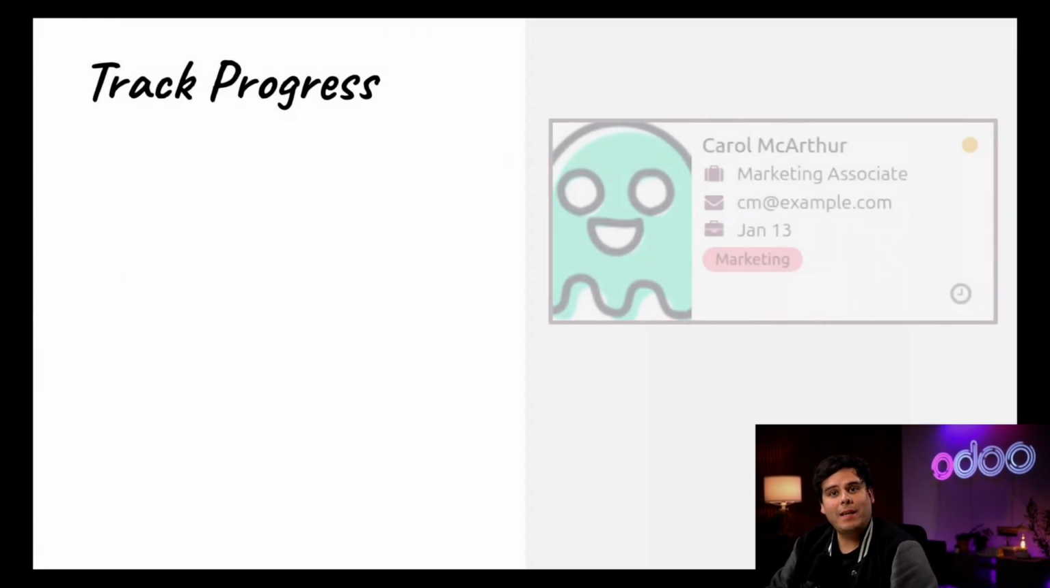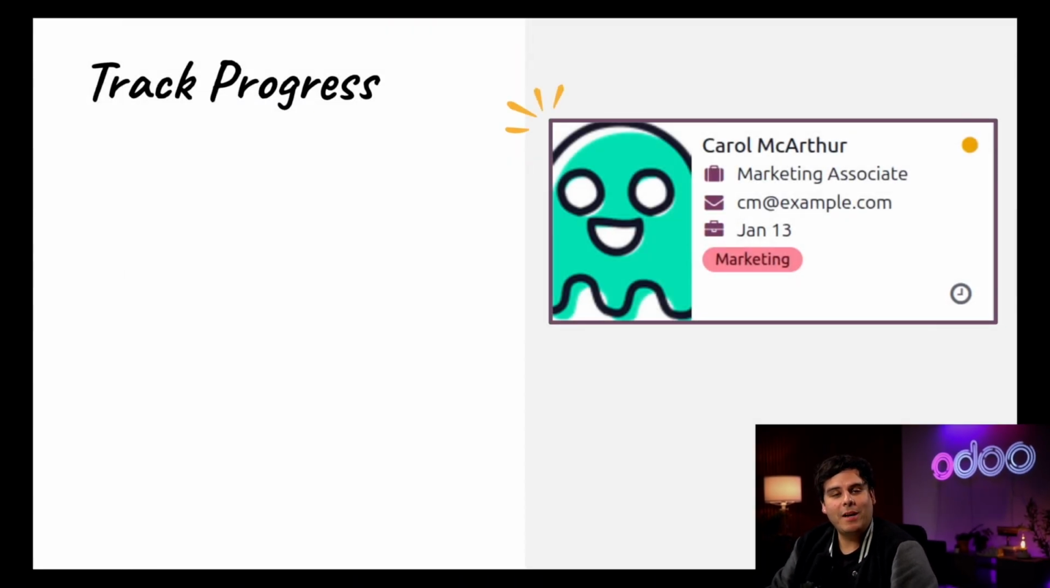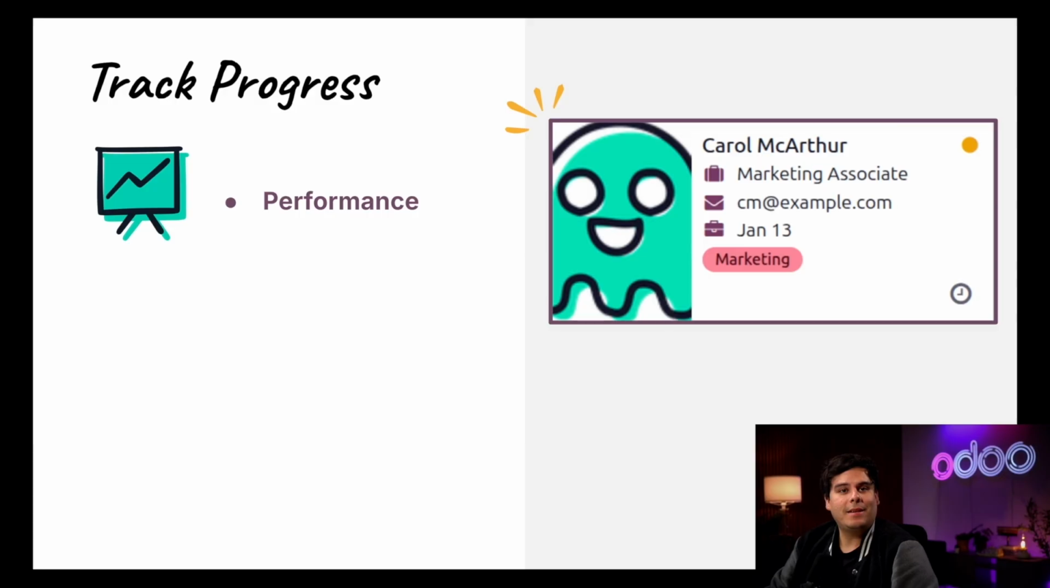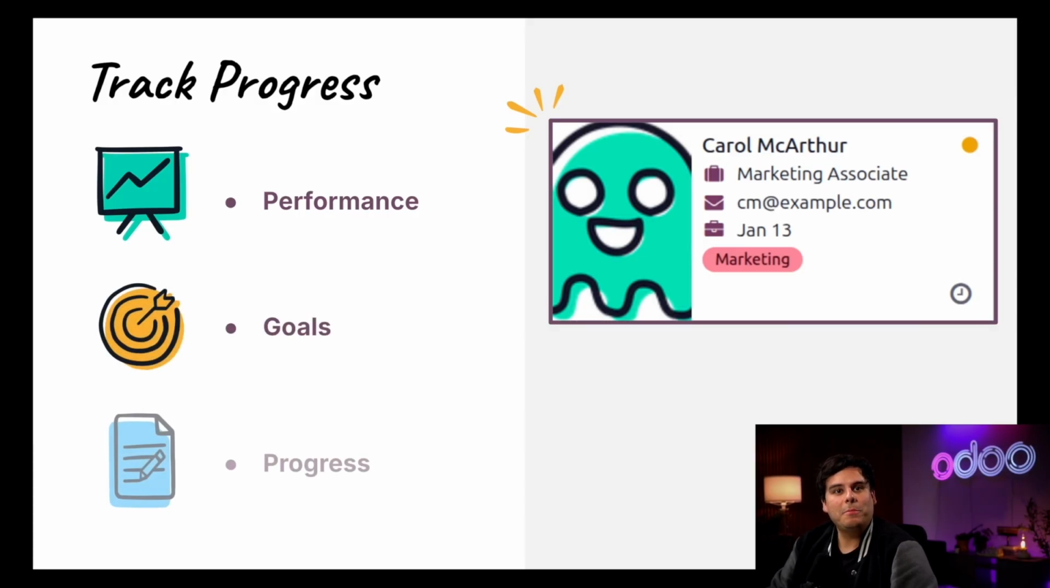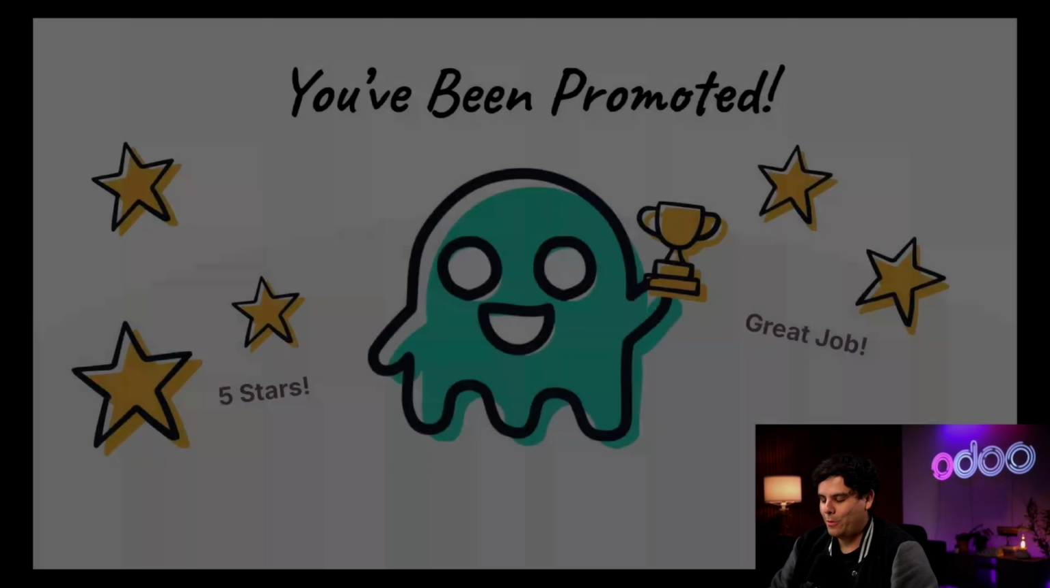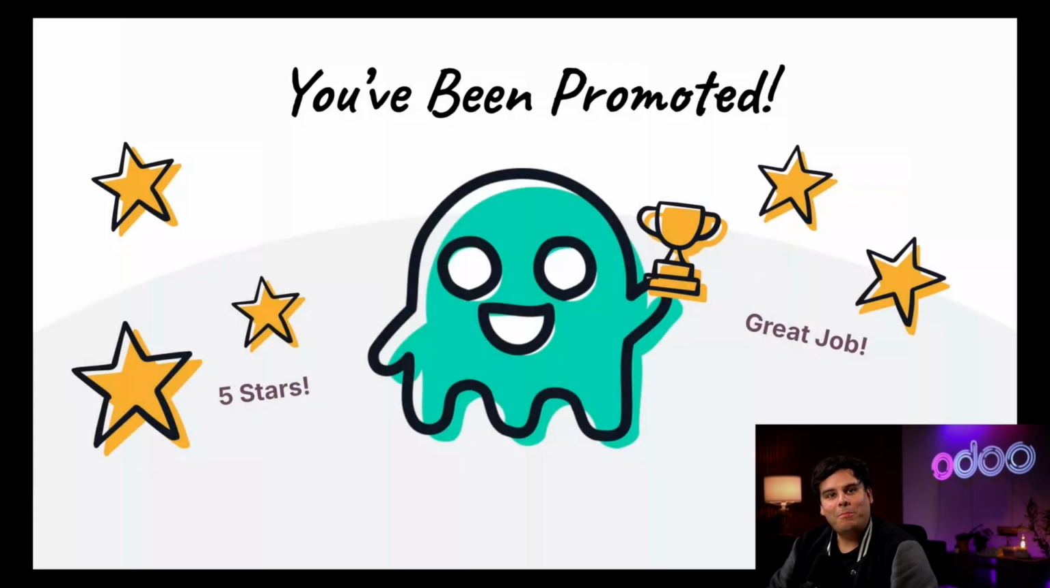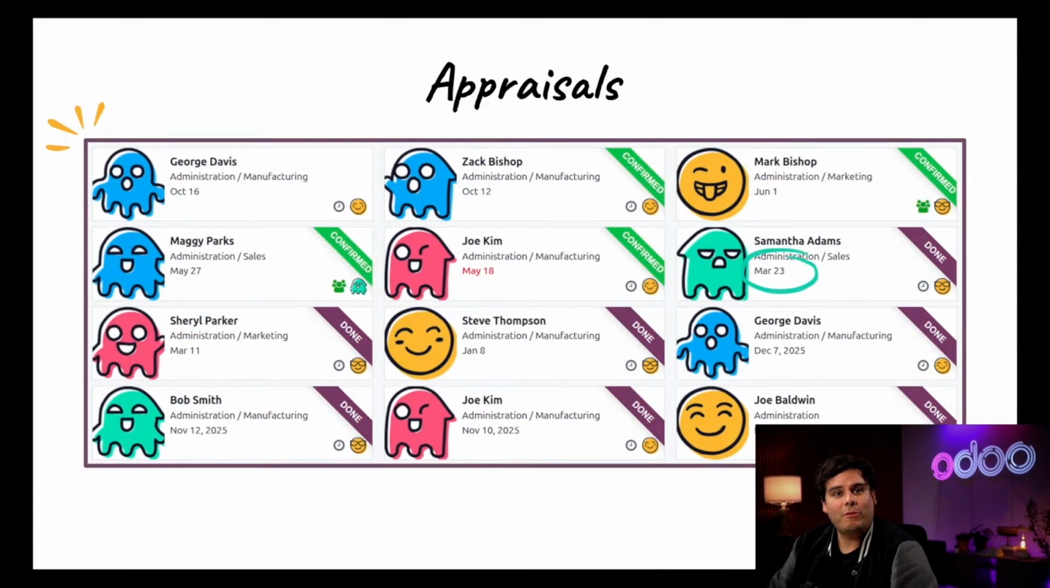It's important to let our employees know how they're doing by evaluating their performance, setting goals for them, and keeping track of their progress. This helps them grow and become better employees. Their company may even reward them with a promotion or maybe a bonus. With the Appraisals app, employee evaluations are performed at regular intervals so everyone knows how they are doing at any time. So let's dive into our database to see how the Odoo Appraisals app helps everyone successfully achieve their goals.